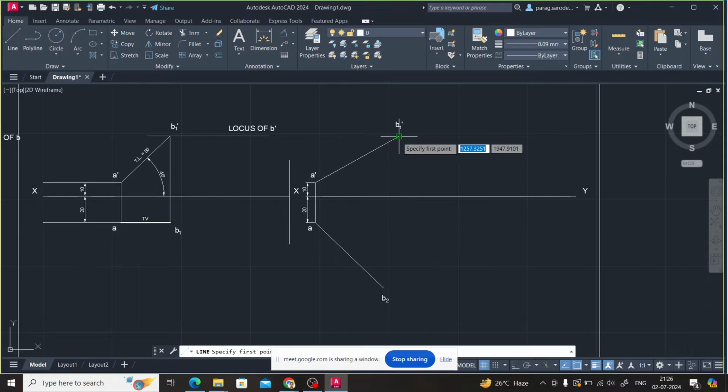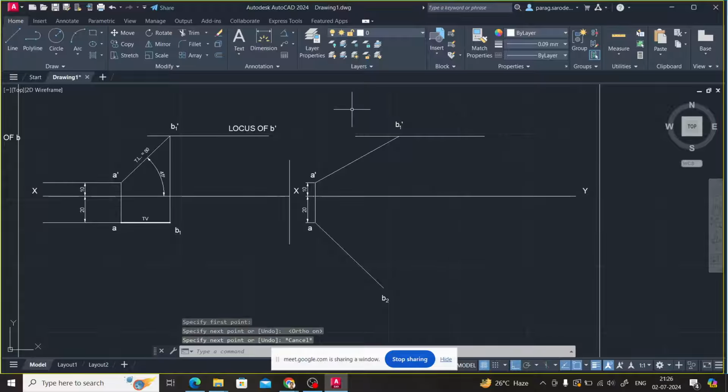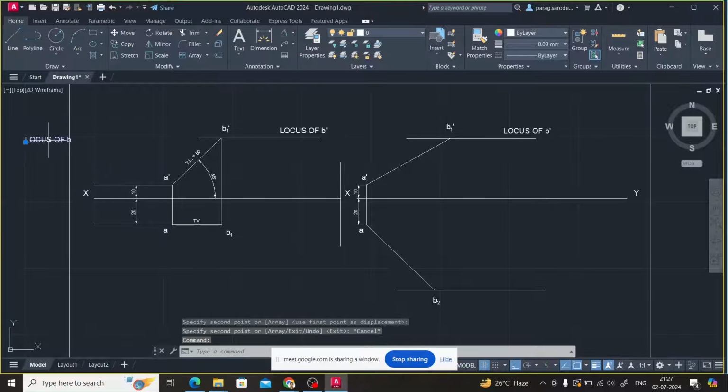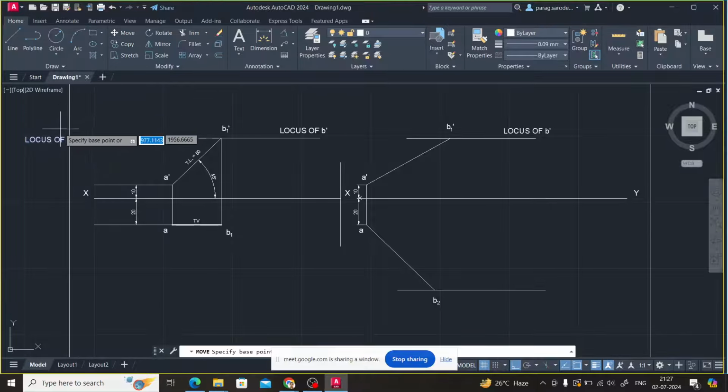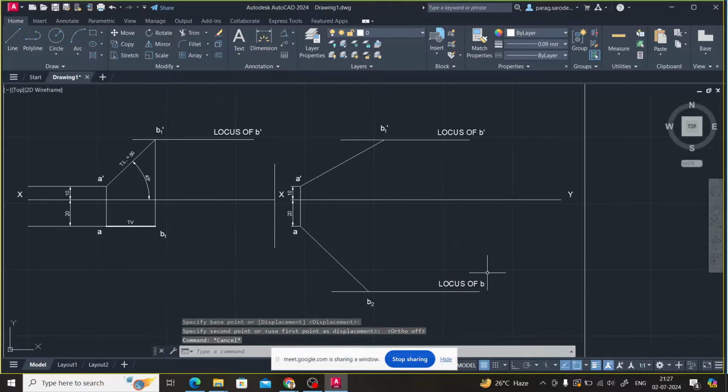Then we will draw one horizontal line passing through B1 dash. Now I will switch on the ortho again. Then I will also pass a line from the point B2 like this. Getting? Now this is my line, which is called the locus of B dash. I will copy this, move it like this. Now I will move this and switch off the ortho to move this to the proper place. This is my line, which is called the locus of B. Understood this much?